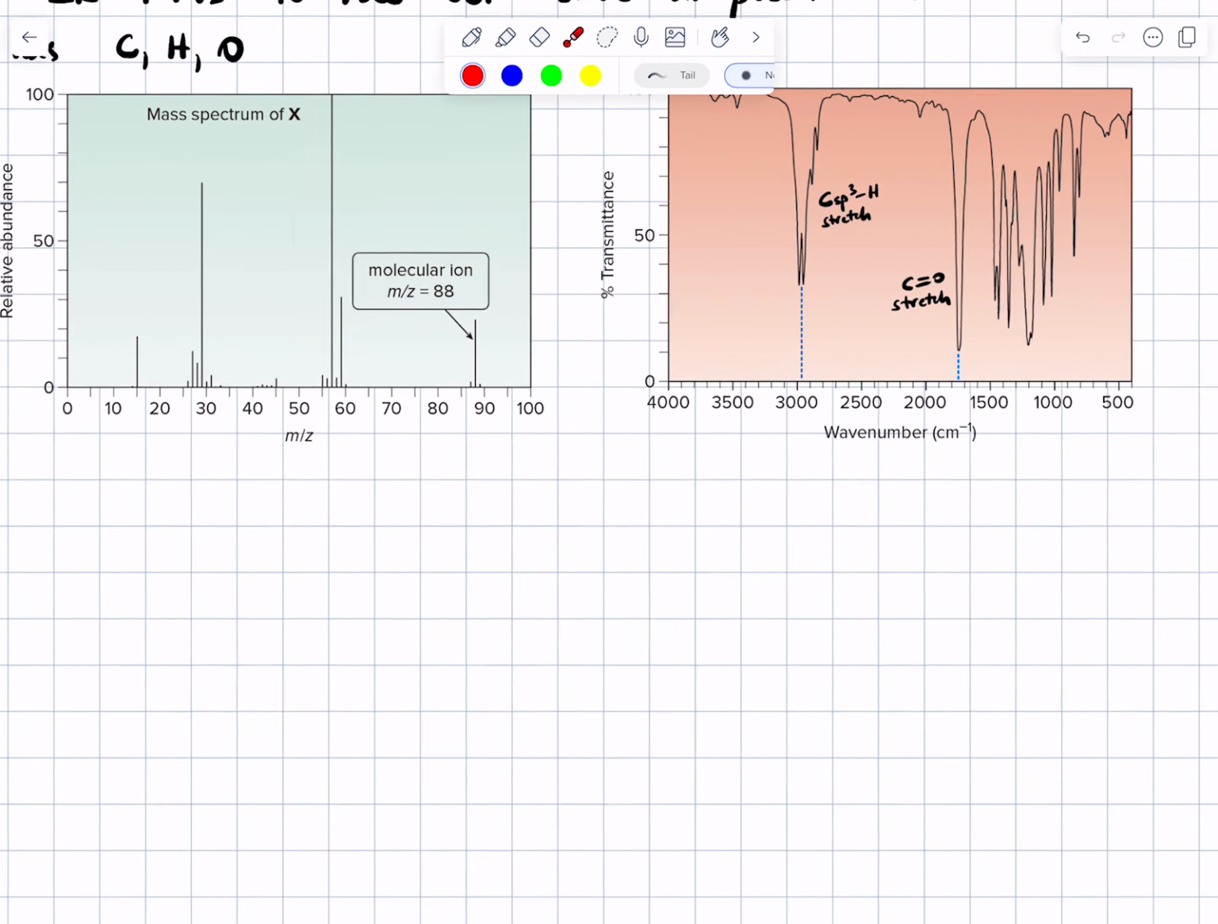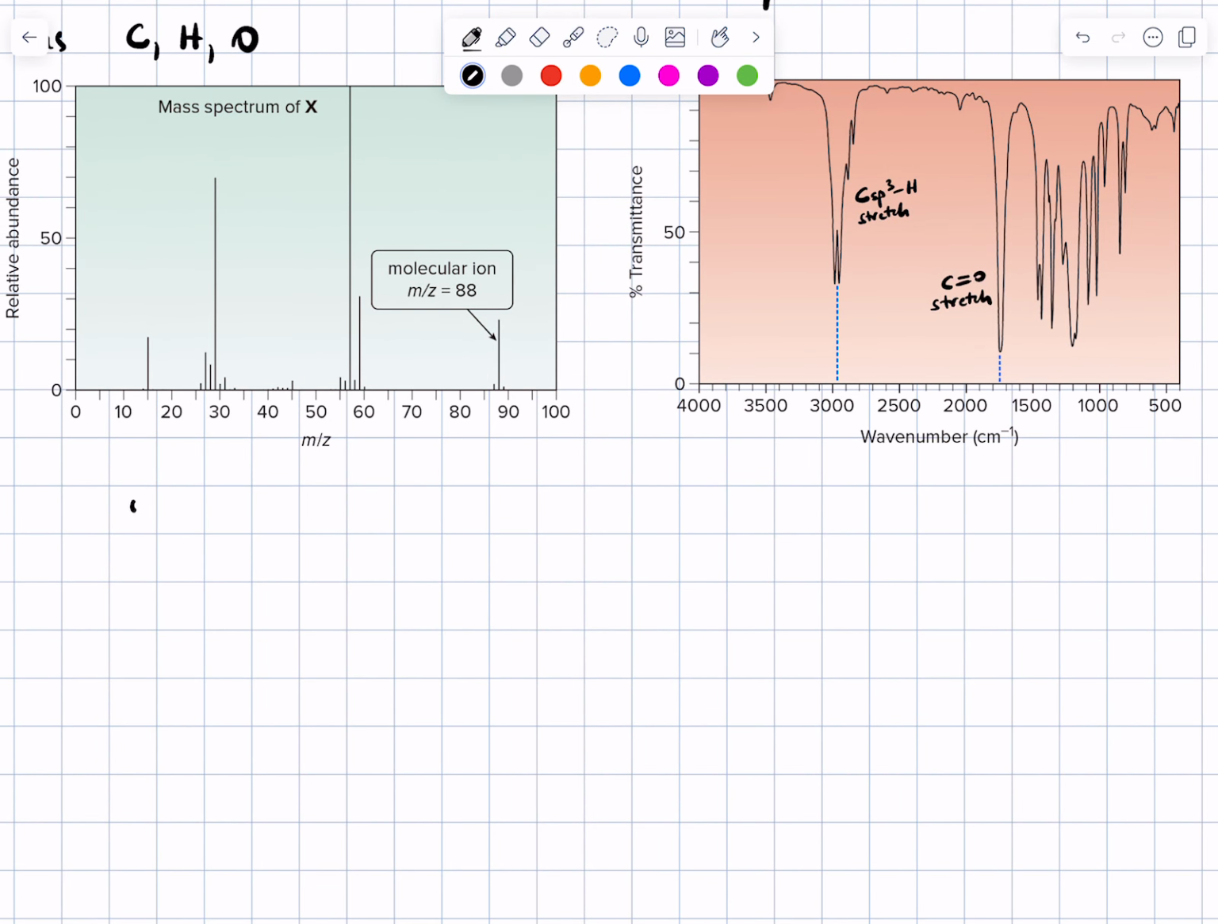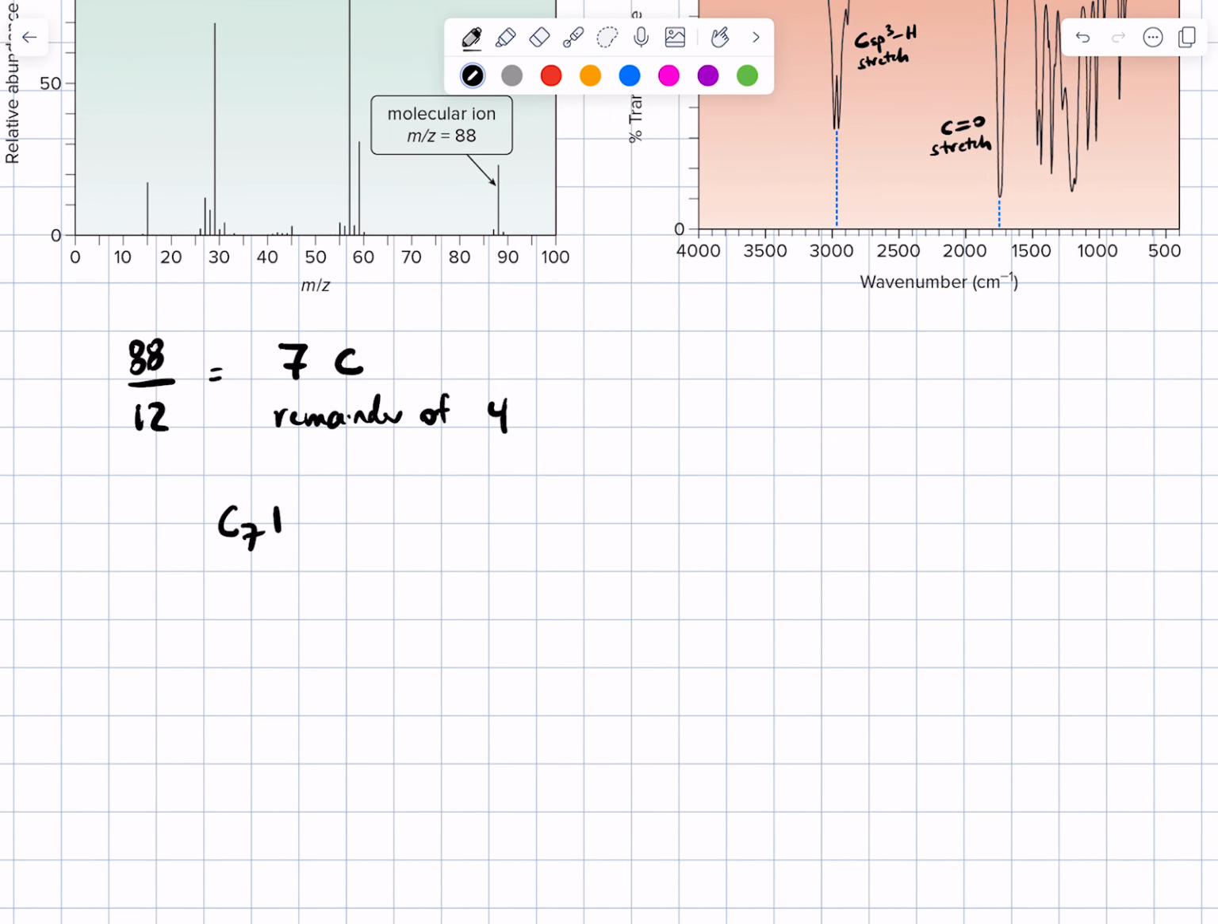So let's show you how you would try to tease some of these things out. First thing you do, if all you've got is a mass, is you figure what's the max number of carbons I can have in this molecule. So that's 7 carbons with a remainder of 4. So my first potential formula is C7H4. Now, already you can see that that's too many carbons for not enough hydrogens. If you don't believe me, calculate the degrees of unsaturation on that, and it ends up being 6. You need 6 double bonds or rings with 7 carbons. Not that reasonable.